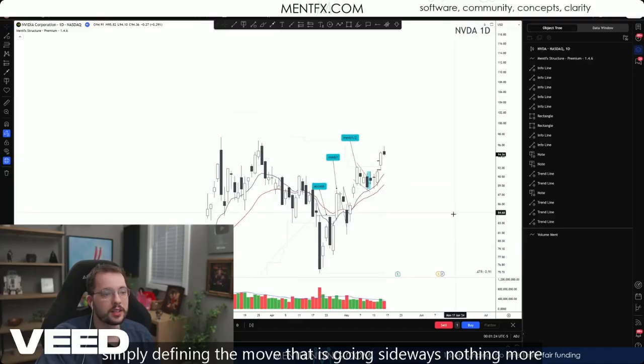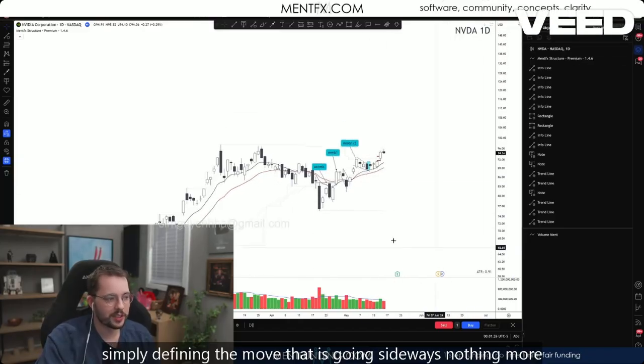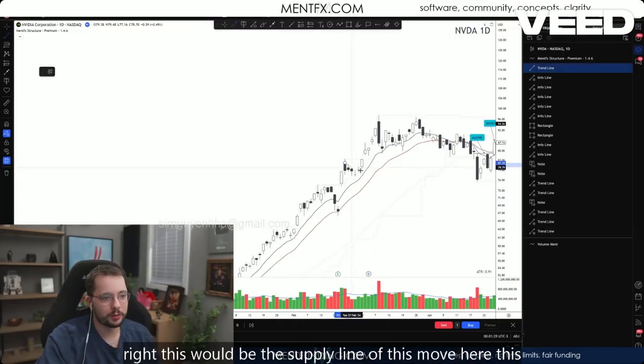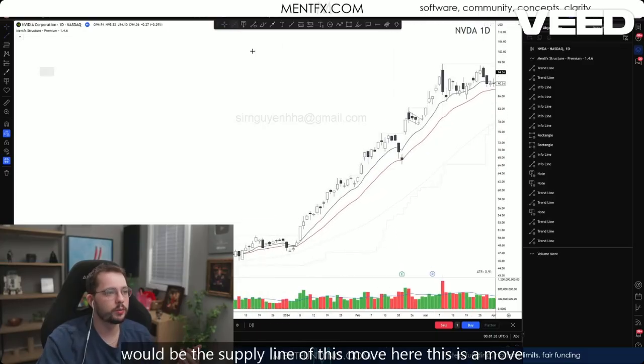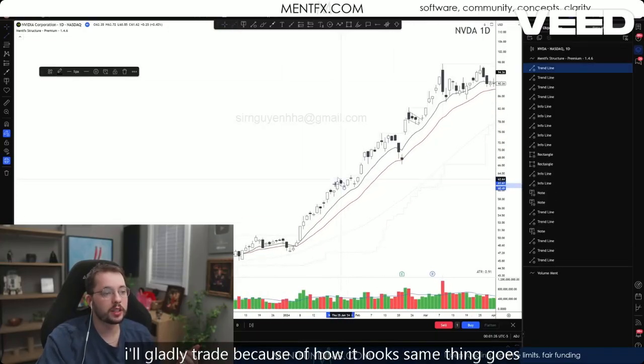It is simply defining the move that is going sideways, nothing more, right? This would be the supply line of this move here. This is a move I'd gladly trade because of how it looks. This would be the supply line of this move here. This is a move I would gladly trade because of how it looks. Same thing goes here.